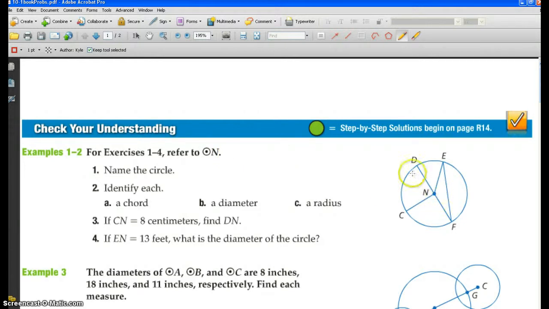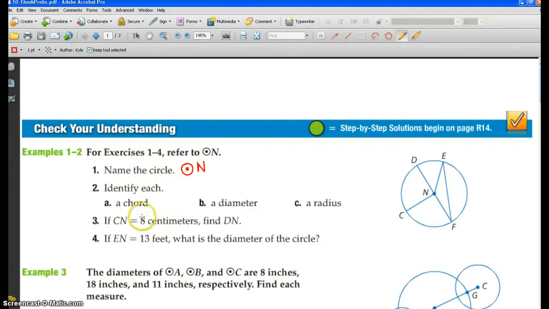Well, the name of the circle is circle, which we write like this, N, circle N. We name it by its center, which has a center at N.